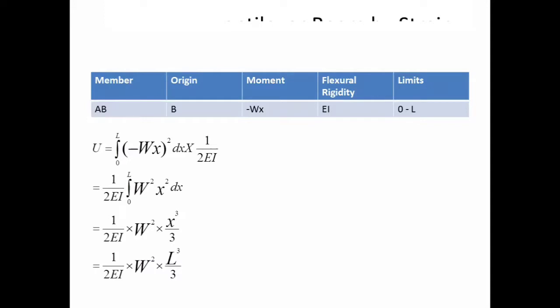1 upon 2 EI is my constant, so I have taken it outside the integration. So what is the remaining part? The remaining part in the integration is w square x square. Again, w square is also constant, I can take it outside the integration. So my term which is remaining inside the integration is only x square dx. So integration of x square dx is x cube upon 3.